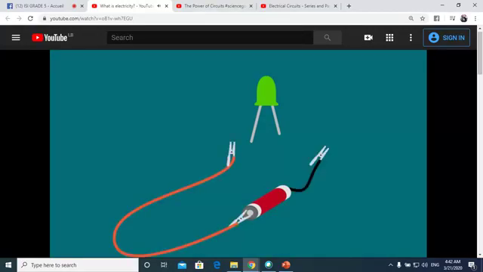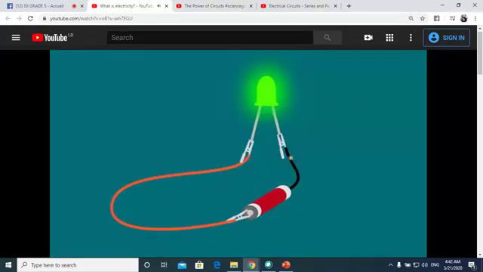For example, let's try to light a light bulb. First, you need a power source, like a battery. Next, you need to connect wires to the battery, and finally, the light bulb. Presto! Just like that, the circuit has been completed and the light bulb lights up.